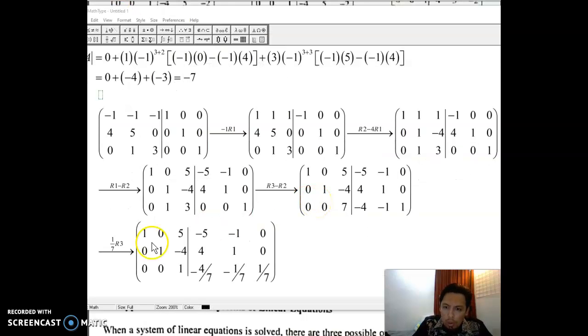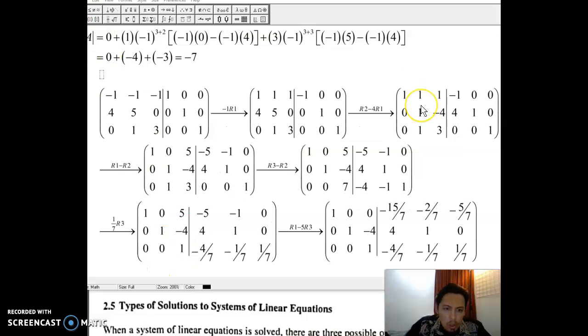Alright, now 2 more to go. Let's change these 2 into 0. How to change 5 into 0? We are going to subtract from R1 the R3 that has been multiplied by 5, so that 5 minus 5 is 0. So R1 minus 5 R3 will give us this. So we already have almost all of them equal to the identity. We only need to change this one, negative 4, to 0. So negative 4 minus negative 4, plus 4 R3.